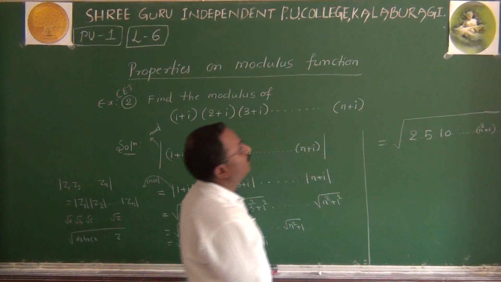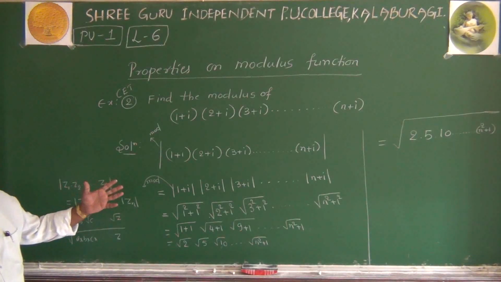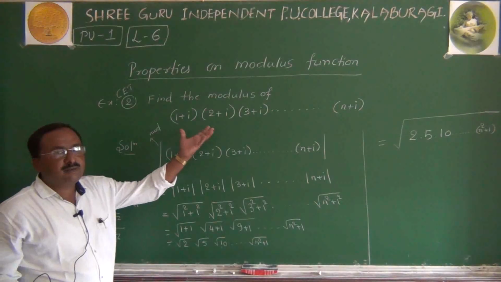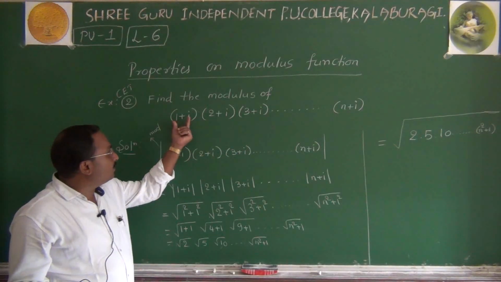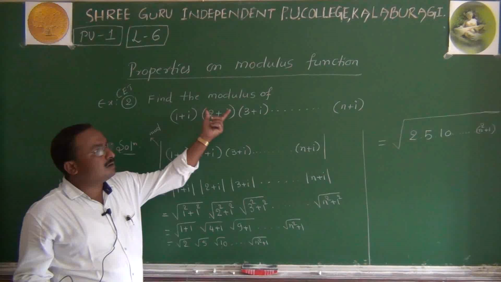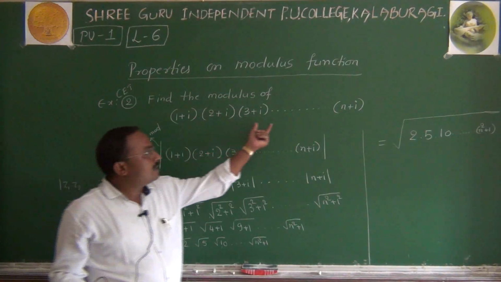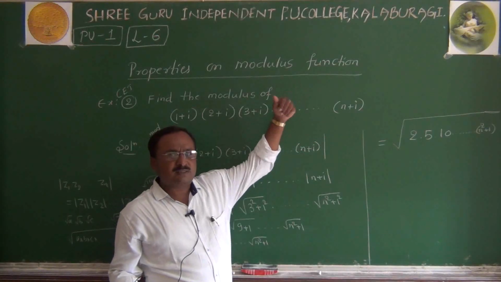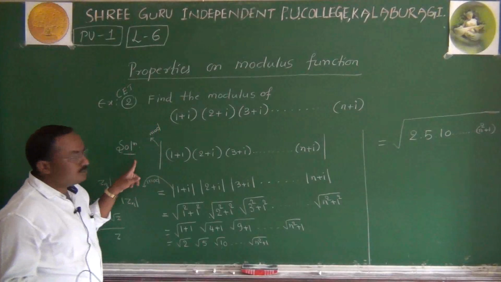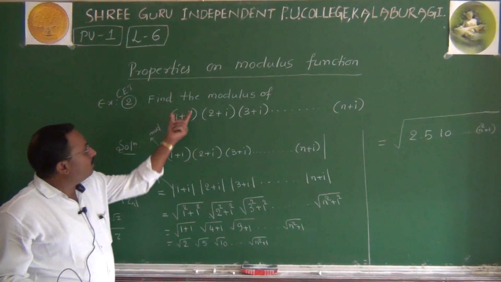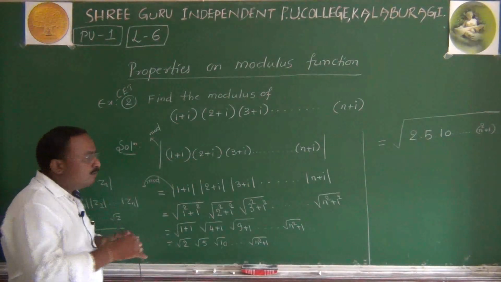That is the modulus of this. In general, the product of 2 is there, product of 3 is there, product of 4 is there, product of 5 is there. Suppose we find the modulus of 1 plus I, 2 plus I, 3 plus I, 4 plus I, 5 plus I, 6 plus I, whatever it may be, n plus I. This is the general solution of this one. Find the modulus of this. That is the formula for the modulus.